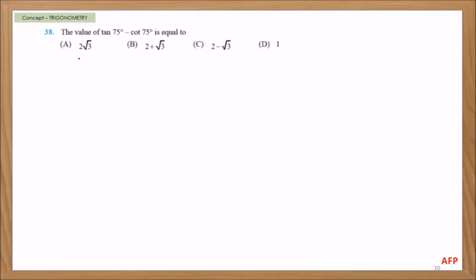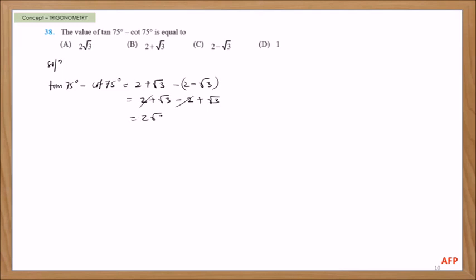Now, 75 minus... So this you can easily find. What is tan 75 value? What is cot 75 value? Tan 75 value is 2 plus root 3, cot 75 value is 2 minus root 3. So 2 plus root 3 minus 2 minus root 3, the 2 will get cancelled, and 2 root 3 you will get as the answer. So A is the option.